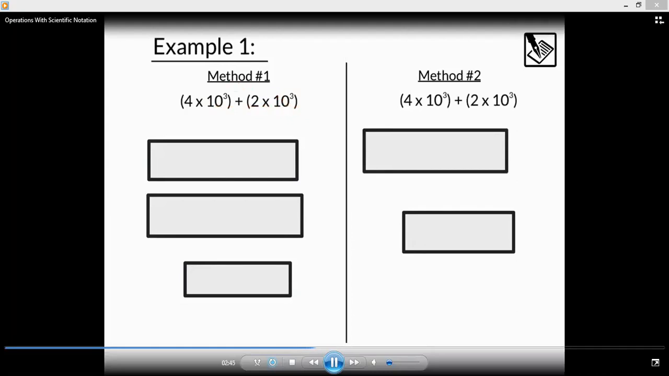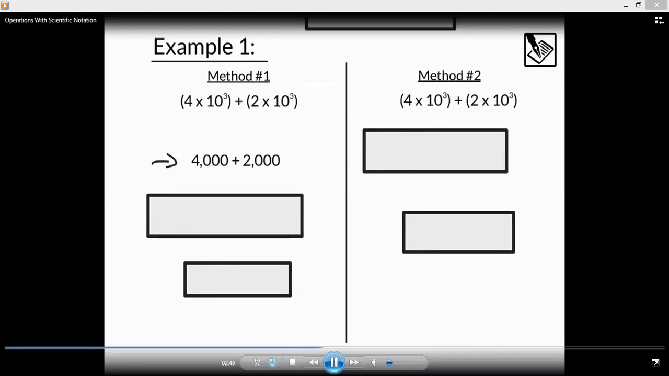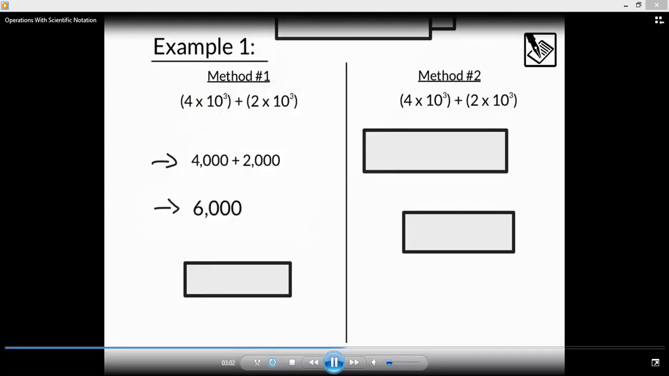4 times 10 to the power of 3. The answer, it will be what? It will be 4,000. 2 times 10 to the power of 3, it will be 2,000. We will add them together. Then it will be equal to 6,000.